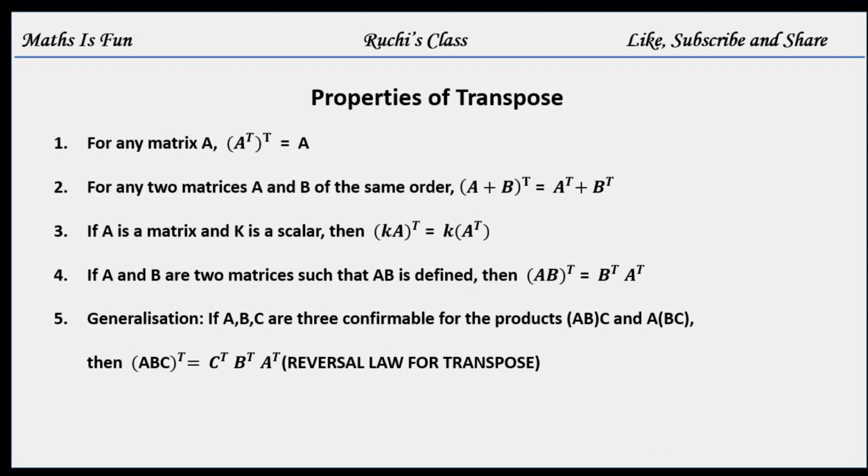And what is its generalization? If A, B, C are three matrices conformable for the product ABC, then (ABC) whole transpose will be equal to C transpose B transpose A transpose. This law is also known as the reversal law of transposes. Very important law. Now we'll do some questions based on it.